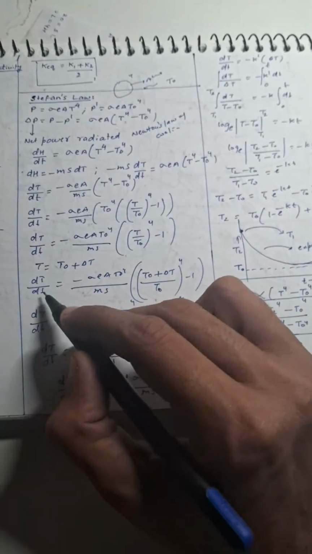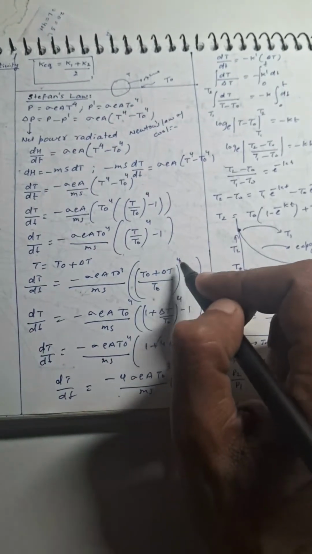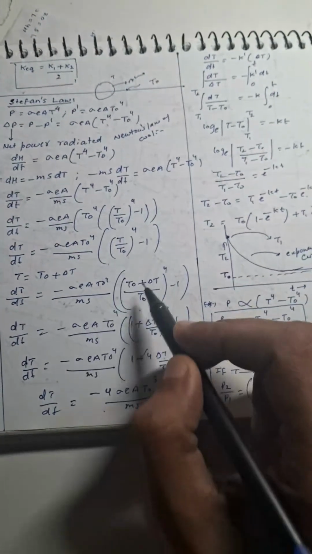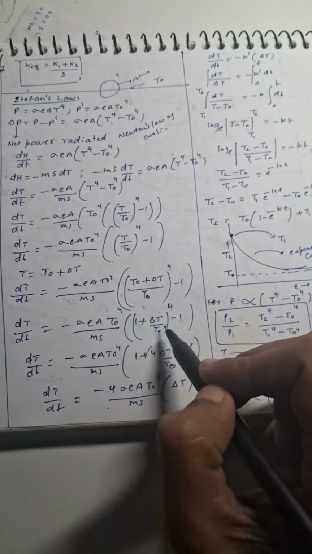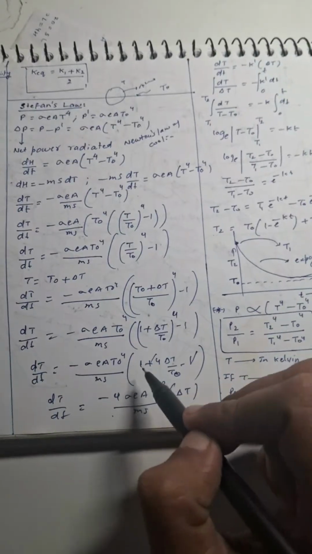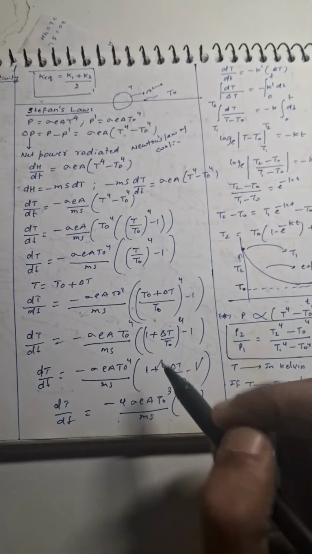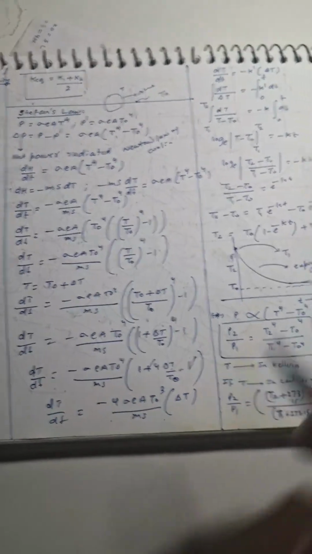So from here we get dT by dt is minus sigma this thing, and T is T naught plus delta T raised to power 4 minus 1. So this can be simplified to 1 plus delta T by T naught power 4 minus 1. Using binomial, we can expand it like 1 plus nx. So that will be 1 plus 4 delta T by T naught minus 1. We subtract it out and finally we get this thing.